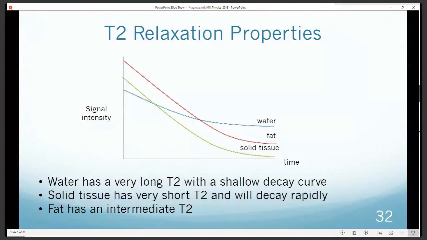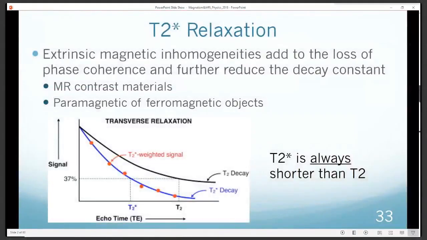And so that's characterized mainly by what we call the T2 relaxation constant. And the important thing for MRI is that different tissues have different T2 values. And so the signal from water decays more slowly, or dephases more slowly, than fat or solid tissue. And therefore, we can, to some degree, differentiate these tissues based on their T2 relaxation properties.